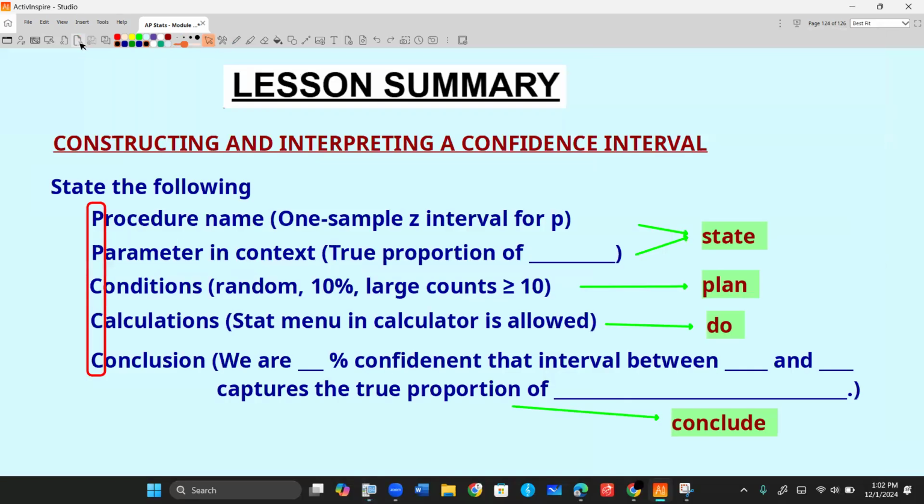All right, that concludes our lesson. So there's kind of 5 steps to construct and interpret a confidence interval. Name the procedure, talk about the parameter and context. Remember, that's called the state part. The conditions are the plan, so the random, 10%, large counts. Calculations, use your stat menu, that's fine. Make sure you write those out. And your conclusion, we are blank percent confident the interval between this and this captures the true proportion of whatever your context is. And then if there's a follow-up question, make sure you answer that.